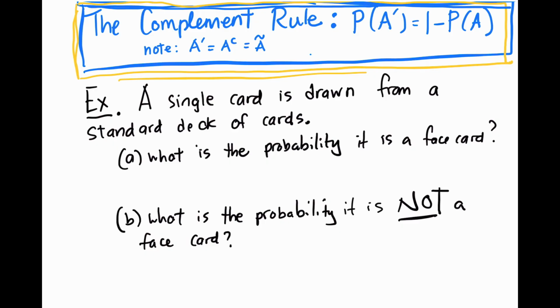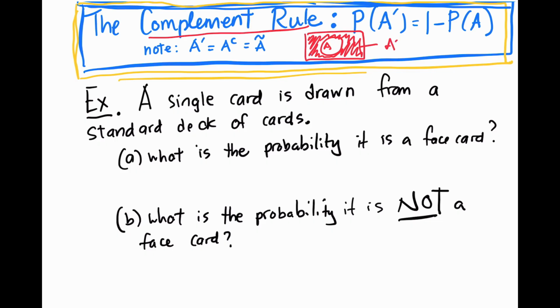So here's a new rule for you. It is called the complement rule. And so remember the complement of an event. Recall that if this represented my sample space and this represented my event A, then the complement of A is like everything that is not A. So it's the opposite of A, basically.